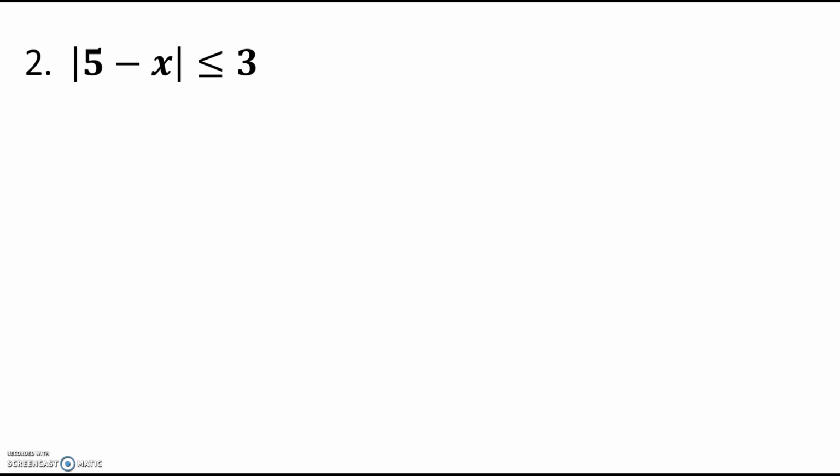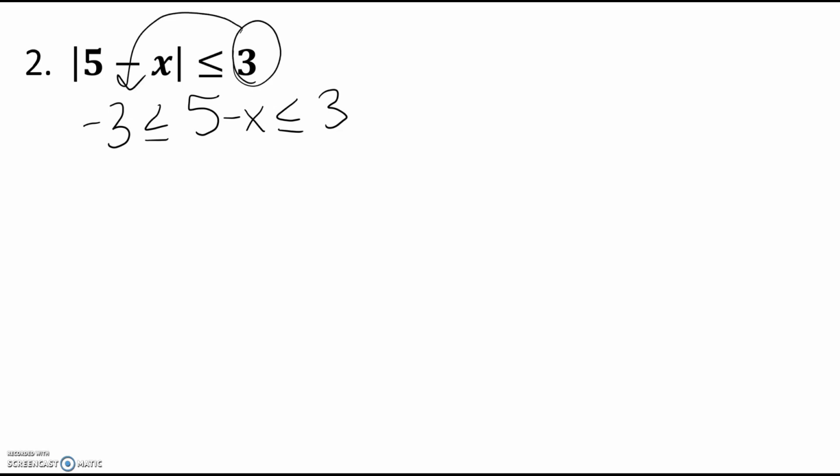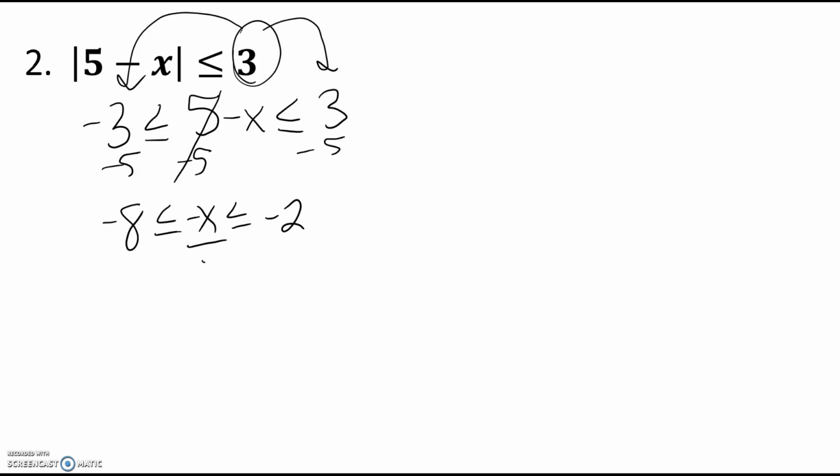Okay, example number 2, we have negative 3 is less than or equal to 5 minus x, which is less than or equal to 3. So all you're doing is making this negative over here, positive over here. And then we're solving. So I'm going to subtract 5 from each piece. So I have negative 8 less than or equal to negative x, less than or equal to negative 2. Okay, and now I'm going to divide everything by negative 1, which remember does flip my signs.